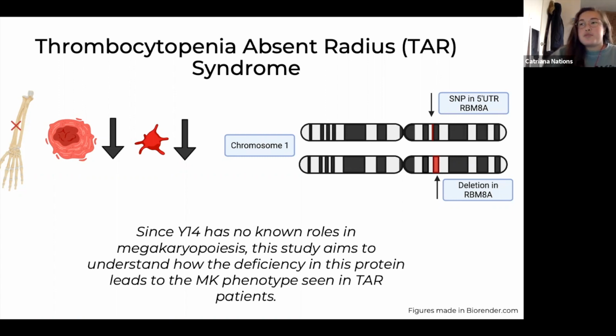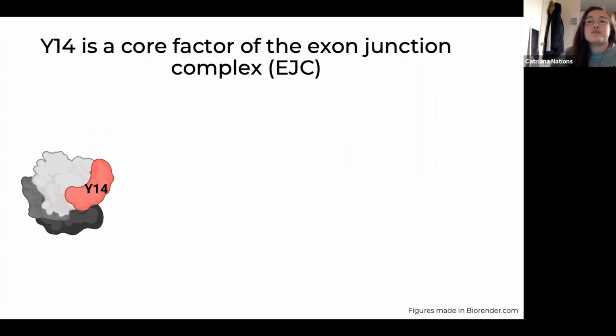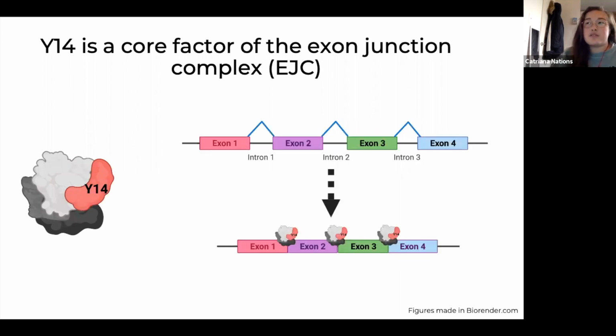So this study aims to understand how the deficiency in this protein leads to the megakaryocyte, or MEG, phenotype that's seen in TAR patients. One mechanism by which Y14 might be affecting megakaryopoiesis is through its role as a core factor in the exon junction complex. The exon junction complex is typically placed onto mRNAs by the spliceosome just upstream of exon-exon junctions during splicing, and it remains bound until it's removed during translation.